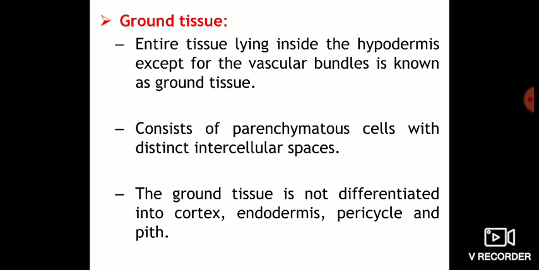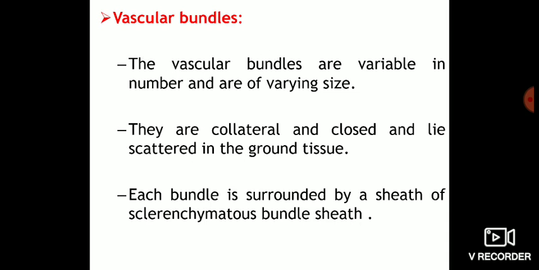In case of monocots, the whole tissue system which lies inside the hypodermis is uniform throughout and forms the ground tissue. The individual cells of ground tissue are parenchymatous and possess distinct intercellular space. Then the vascular bundles. The vascular bundles in case of monocots are variable in size and number. For example, those vascular bundles which lie towards the periphery are small in size as compared to the vascular bundles which lie towards the center of the stem.